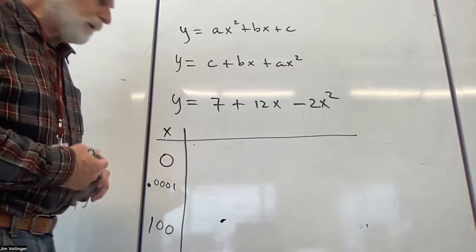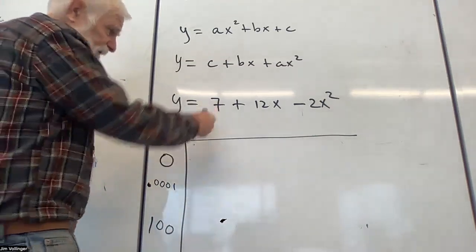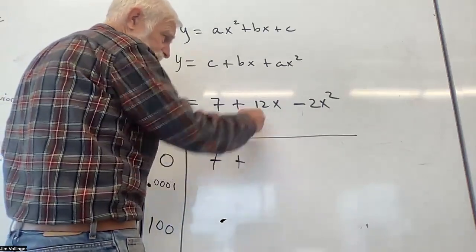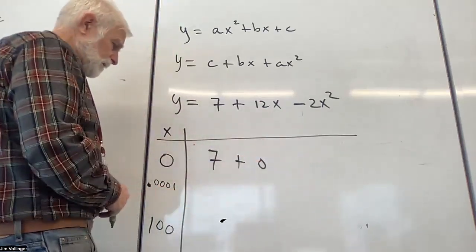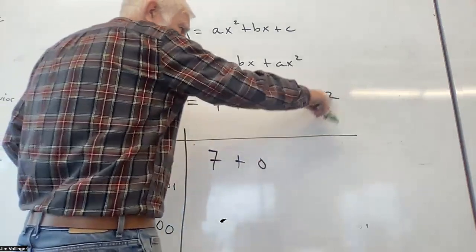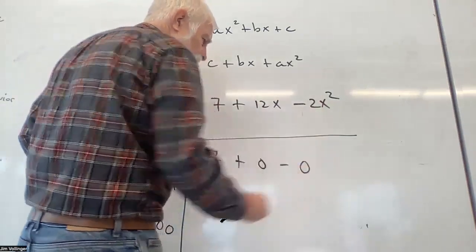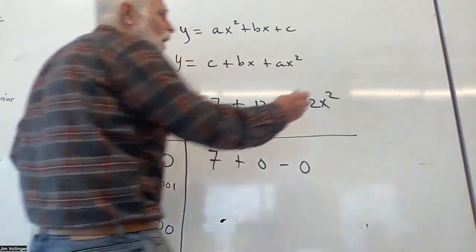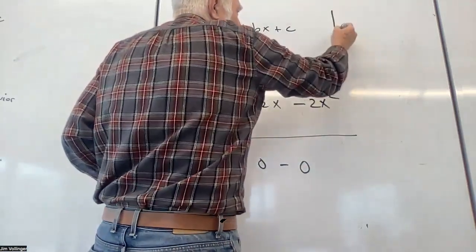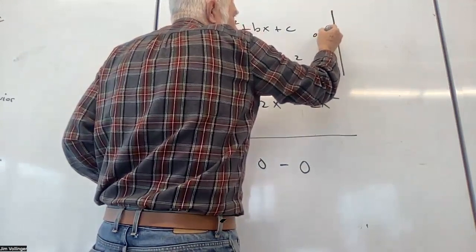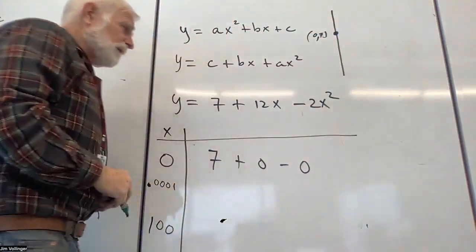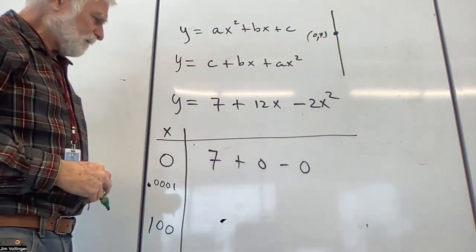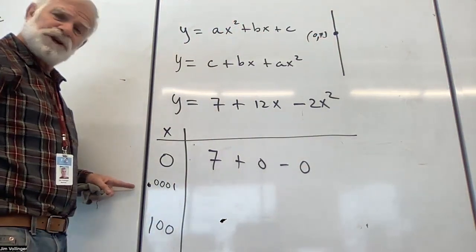So you put a 0 in, and 7 is still 7, hasn't changed. 12 times 0 is 0, and -2 times 0 squared is -0. Looks like you get 7. So I'll draw a y-axis over here, and I'll just put a 0 gets me 7. Now, I wonder if I'm going up or going down from there. Well, to find out, I do a small change in x.